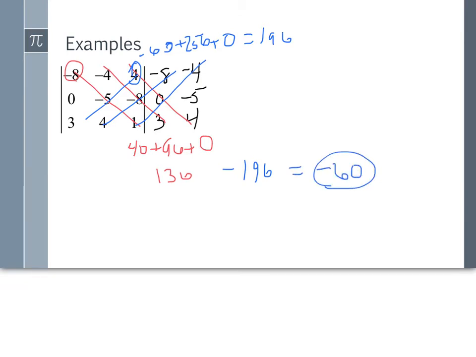Okay, you have a couple more examples of 3 by 3s or third order determinants that I'd like you to try. Please pause the video and do that. And then when you're ready, we're going to talk about putting this all together with Cramer's rule.